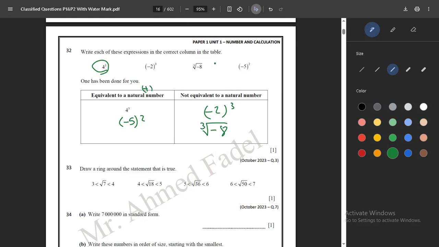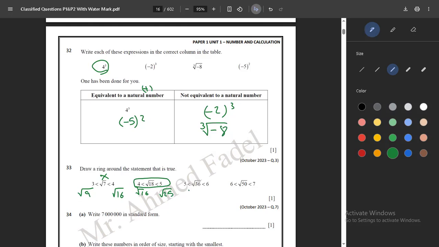Draw a ring around the statement that is true. Square root of 7 is between 3 and 4. Let's see. 3 is actually square root of 9. 4 is square root of 16. Definitely no. It's not between root of 9 and root of 16. Here is square root of 16, square root of 25. Oh, yes. This is the one that is true.